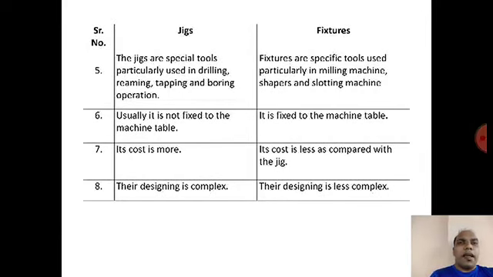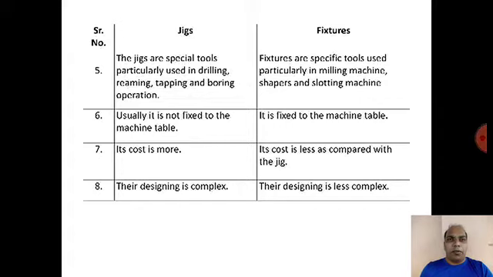The jigs are special tools particularly used in drilling, reaming, tapping and boring operations, whereas fixtures are specific tools particularly used in milling machines, shaping and slotting machines. Jigs are usually not fixed to the machine table, whereas fixtures are fixed to the machine table. The cost of a jig is always more, whereas the fixture's cost is less as compared with the jig. And the design of a jig is complex, the design of a fixture is less complex. We'll understand one by one.